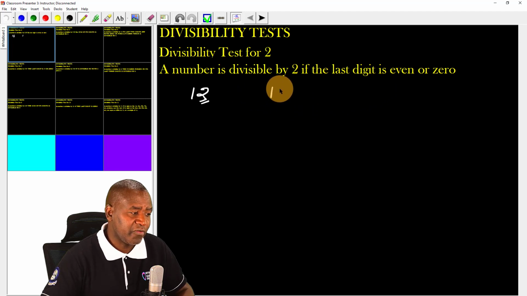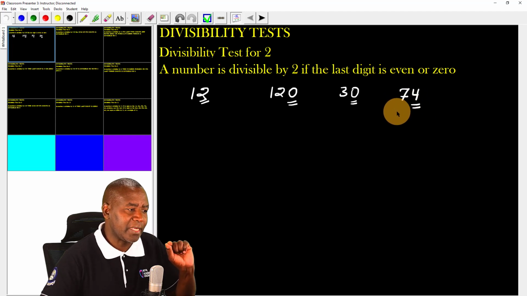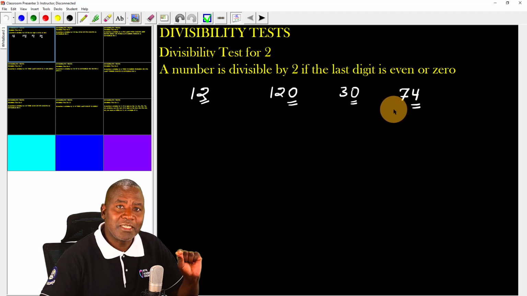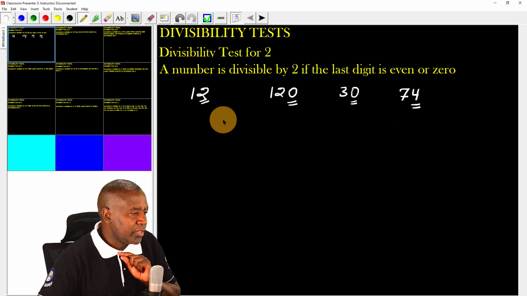Like, for example, if we are given 120, we look at this last digit, or 30, this last digit, or 74. We look at this last digit. That is what we mean by looking at the last digit of a number. So let's start. We are going to look at the last digit of this number.